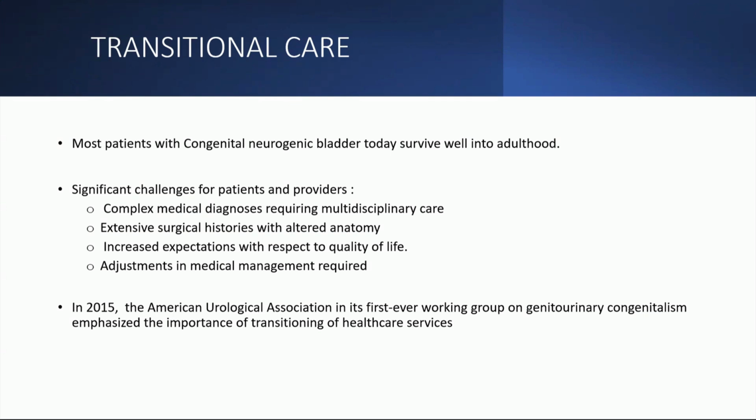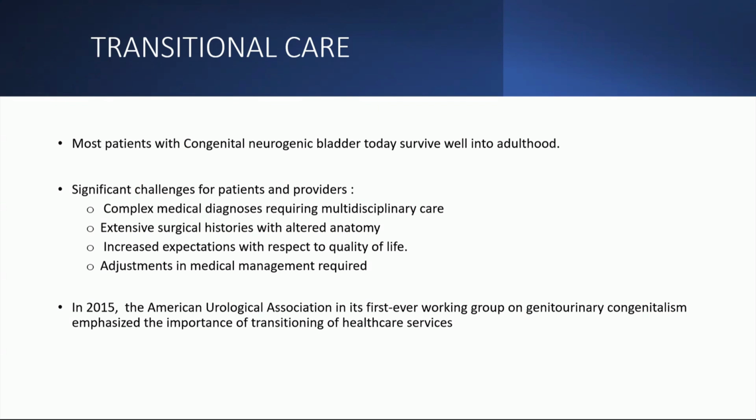There is an extensive surgical history in most of these patients, with altered anatomy requiring specialized knowledge, and there are increased expectations in the patients and their families with respect to quality of life as they become adults. There is also an adjustment required in the medical management as these patients progress through adolescence into adulthood, often aging out of the pediatric providers and clinics, requiring transition to adult providers and clinics. Failure to make these transitions leads to interruptions in care and increases preventable complications.